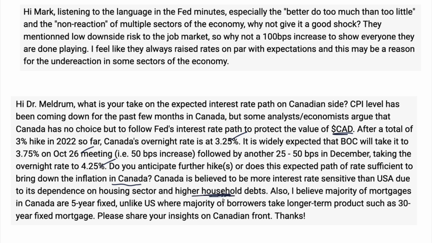Well, we do have that, higher household debts. I believe the majority of mortgages in Canada are 5-year fixed. Yeah, they are. Well, I wouldn't say the majority are 5-year fixed. I don't know what the number is, but the majority of mortgages in Canada are for a short period of time. Even the fixed ones are for a short period of time, and then you have to renew them. It's not as if you get one rate and then you're good.